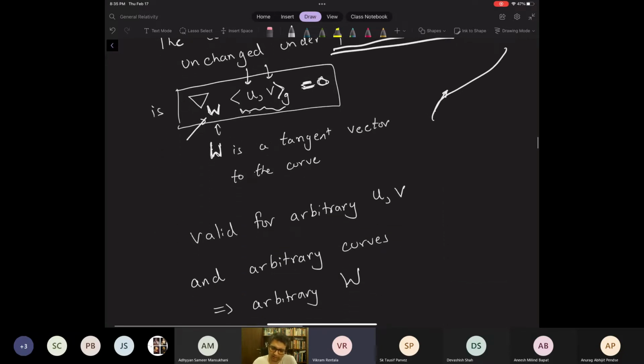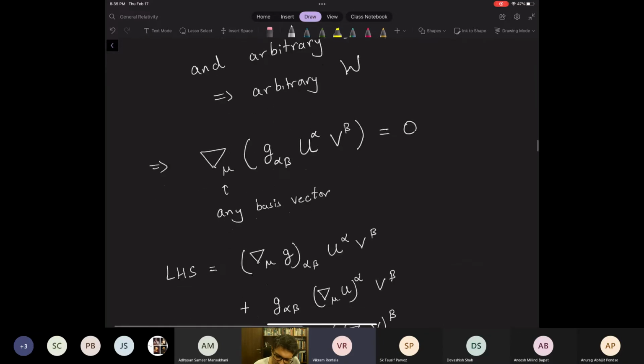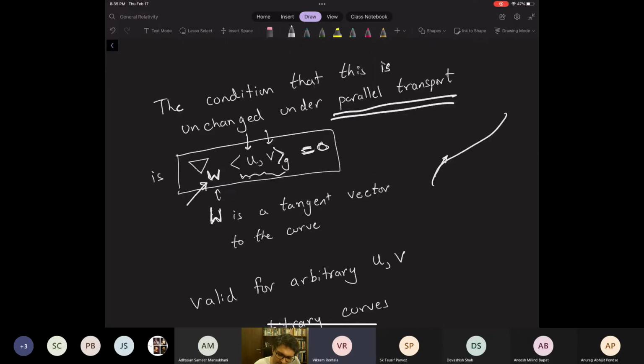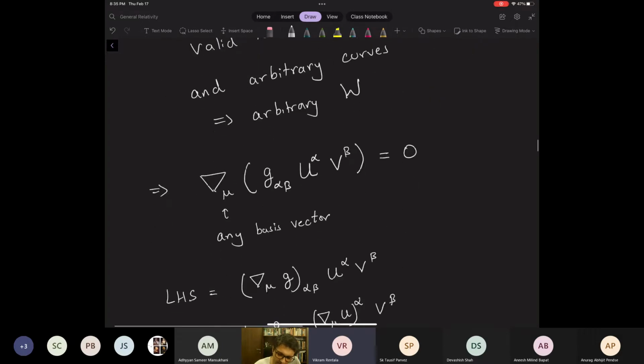It must be satisfied that under parallel transport, this is 0. So in components, you can write the same thing by choosing basis vectors for w, u, and v. You write this as the covariant derivative, the muth component of this acting on this scalar quantity, which is g alpha beta, u alpha, v beta. This is the inner product. This is 0.